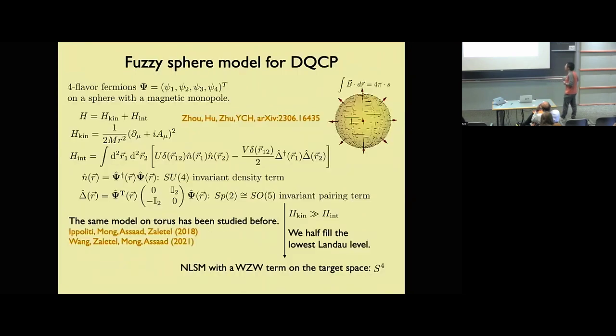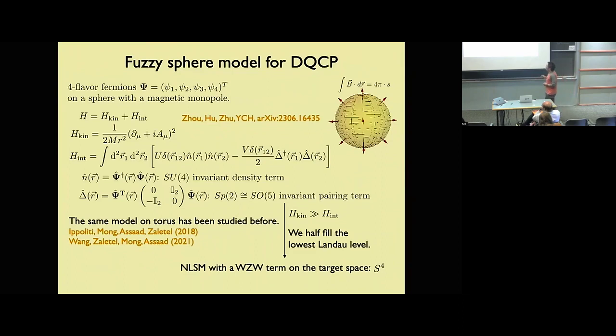Now let's move to the deconfined phase transition. Let me start by introducing what the model looks like. For different types of phase transitions, the procedure to set up the problem is actually very similar. Here for deconfined phase transitions, we have 4 flavor fermions, and you can label the flavor index from 1 to 4. We consider these fermions moving on the sphere, and in the center of the sphere we place a magnetic monopole.